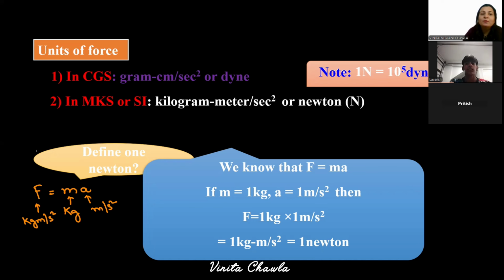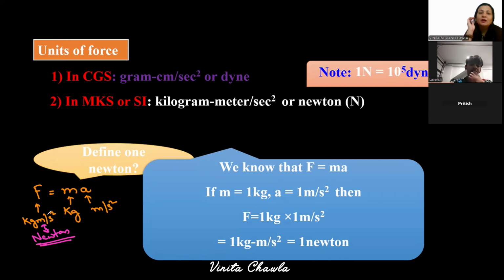Also, the unit of force in the MKS system is Newton, right? So we can write either Newton or kilogram meter per second square. They are the same thing.